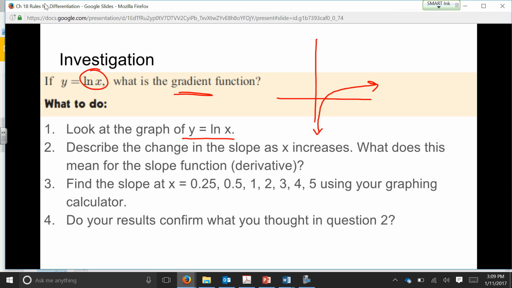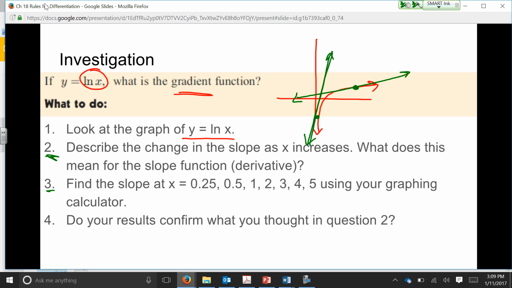Now, the second step in this investigation says, describe the change in the slope as x increases. Well, if I have a small value of x, maybe I'm looking here at x equals a half, that has a very steep slope. But if I were to choose a point much farther out there, say x equals 5 or 7 or something like that, we would see that the slope of the tangent line is much smaller there. So that should tell us something about what the derivative function should look like. It should start with large values, and then as it increases, it gets smaller and smaller.